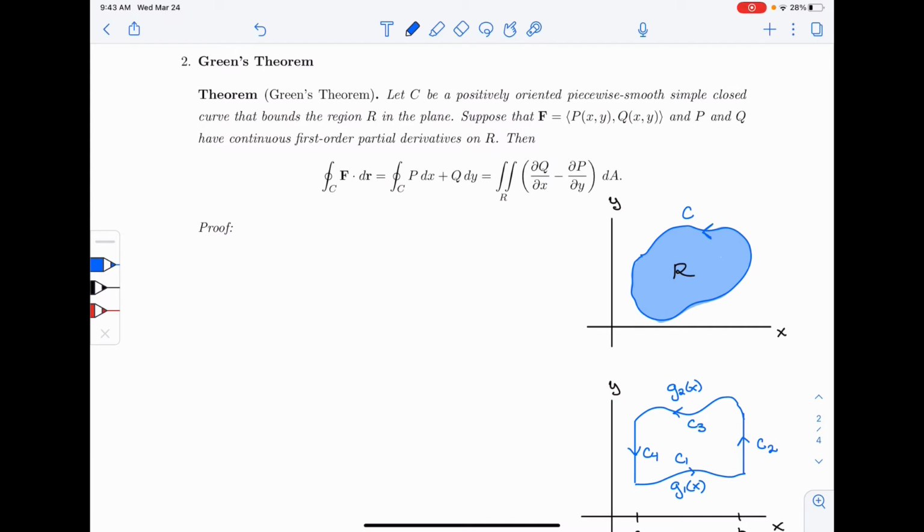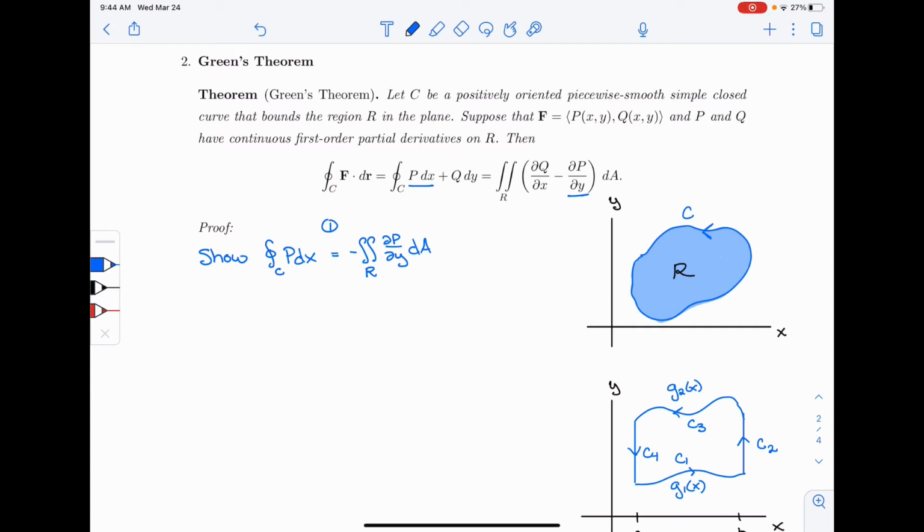what I want to do is show two things, okay? The first thing I want to show is that if you were just to integrate P dx around a type 1 region, then it's equal to minus the integral over R of dP/dy dA. So essentially, I'm going to show a piece of Green's theorem. I'm going to show that if you integrate this piece, you're going to get the double integral over that piece. Okay, so that's the first thing that I want to show.